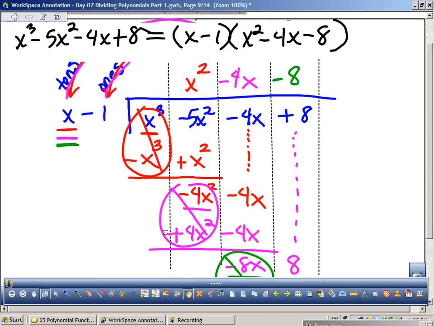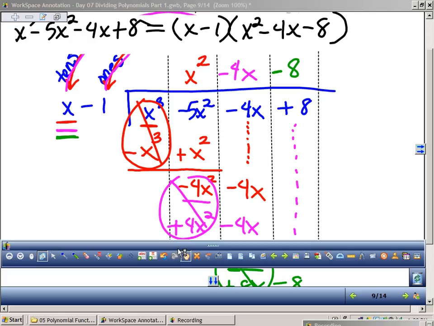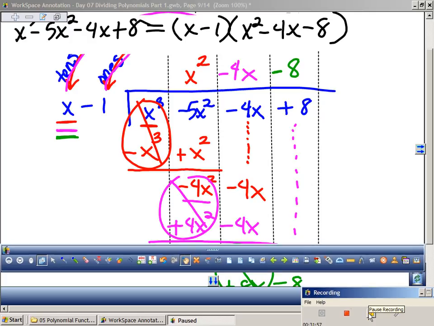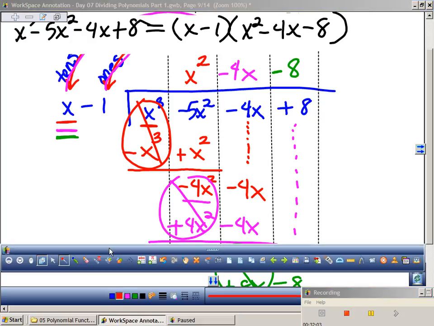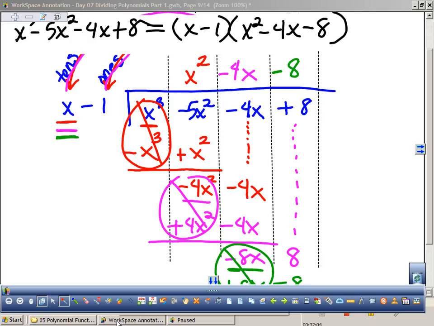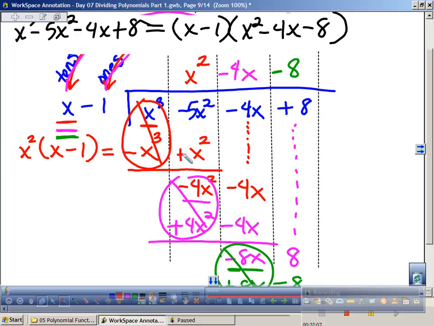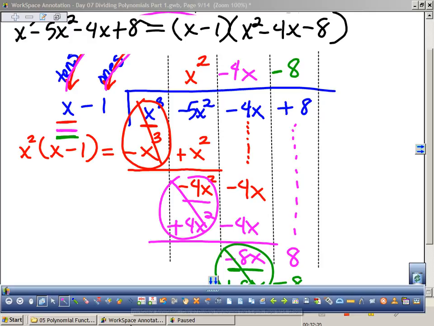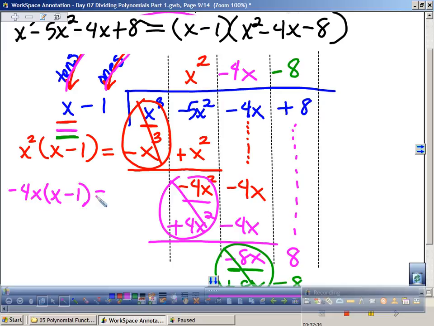But I'll leave this up here. And I'm going to pause this. Caveat: when you're doing this, right here in the red, you can look at this like x squared times x minus 1 equals this, right? And do your multiplication there. Do you see how it's the same thing? And then this one in the pink would be negative 4x times x minus 1, right? Would be negative 4x squared.